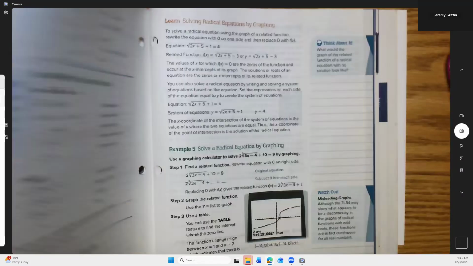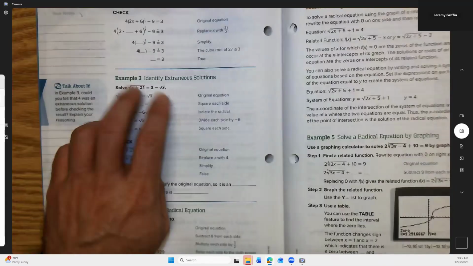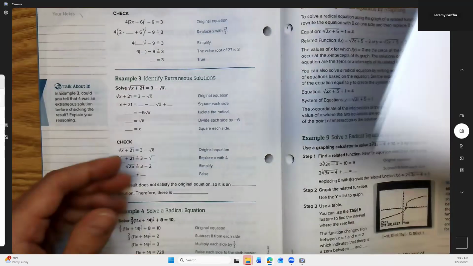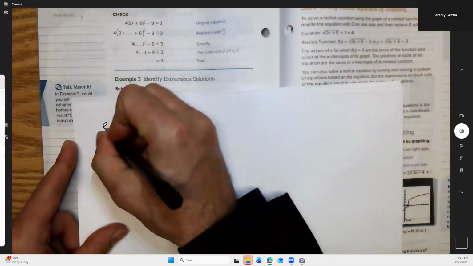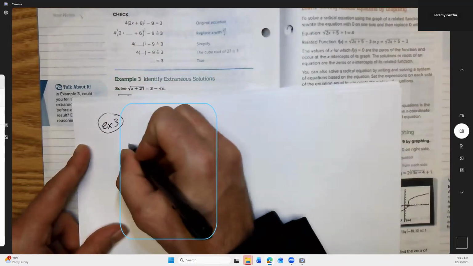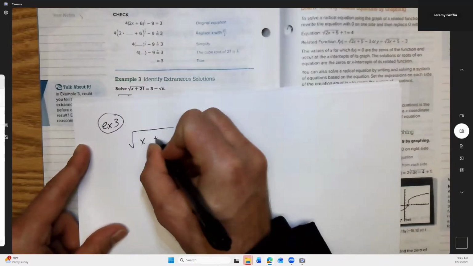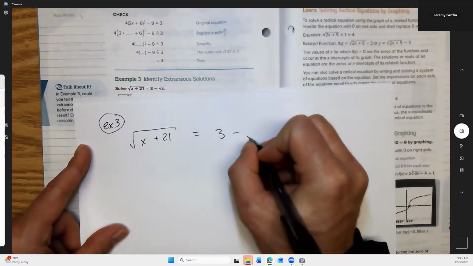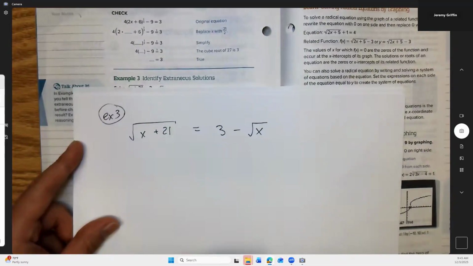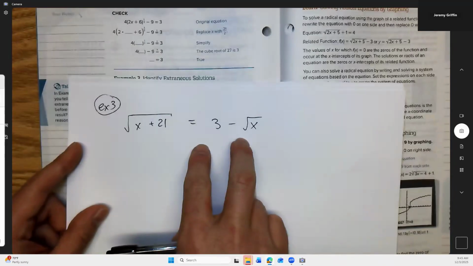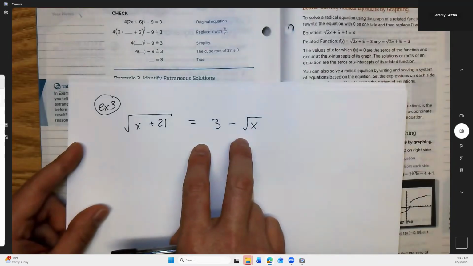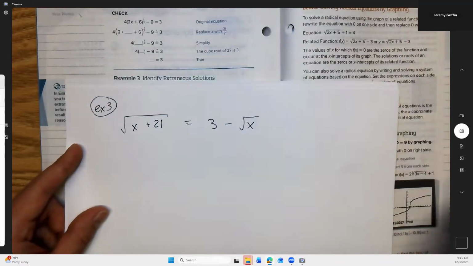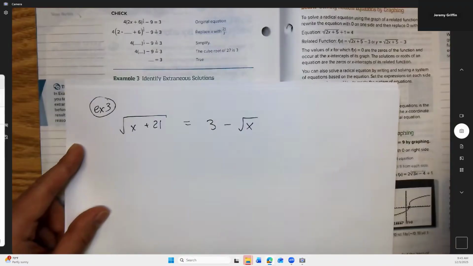Okay. Let me go ahead and throw in one. Example 3 looks like one where there is an extraneous solution. So let's do this one here. Example 3. It has the square root of x plus 21, and that's equal to 3 minus the root of x. Now, there might be different ways to approach this. Let's see. What do you guys think would be a good first step? Move the x over.